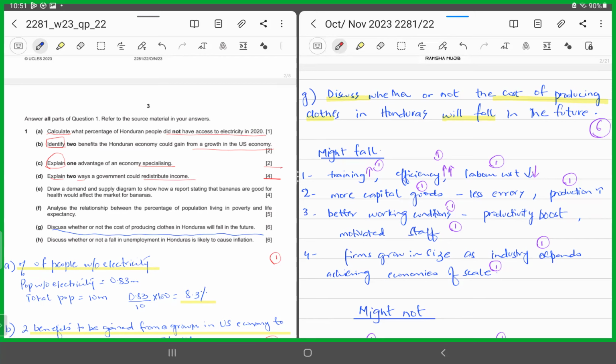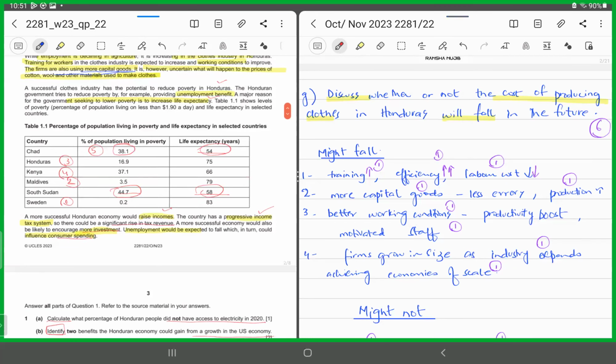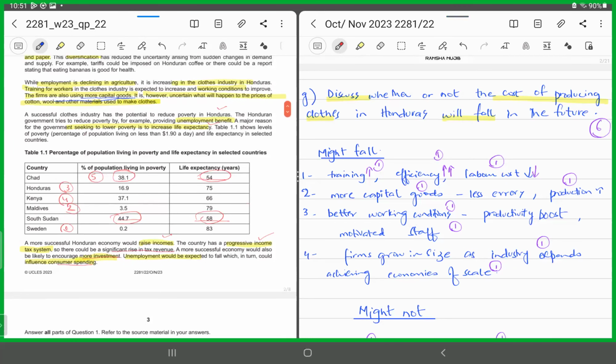And in order to find the points validating the statement or going against the statement, there are enough hints given in the later response, and you need to figure it out, and then use it accordingly, presenting your argument. All right, now it says discuss whether or not the cost of producing clothes in Honduras will fall in future. Now, the text initially had told us that training was being provided and the working conditions were being improved, and the firm was also employing more capital goods. So we'll make use of all of these 3 points, and we'll try to build an answer saying that it could be that the cost of producing clothes in Honduras might fall in the future.